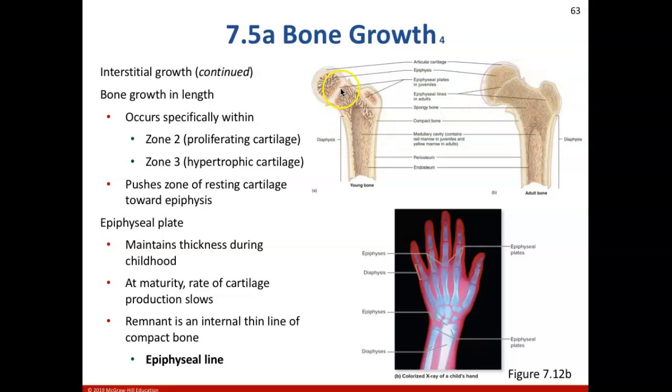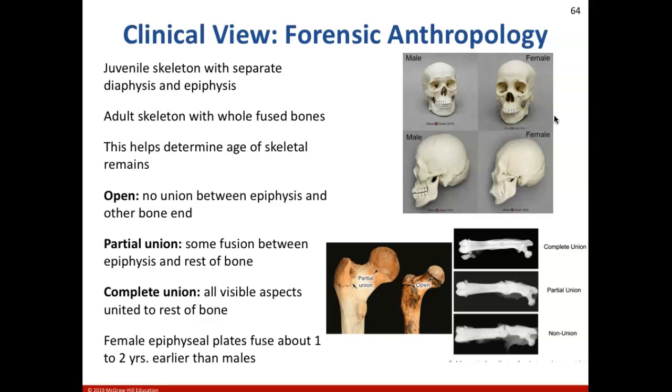So during childhood, the plate is going to maintain the thickness, and then at maturity, the rate of cartilage production is going to start to slow down. So like I mentioned, we will have this remnant of this thin line, and this is made up of compact bone. Just a little clinical view for you on forensic anthropology.